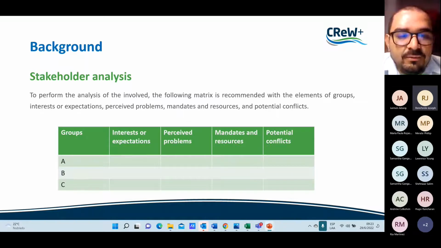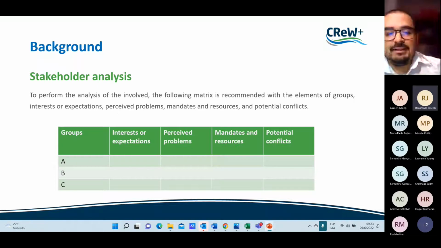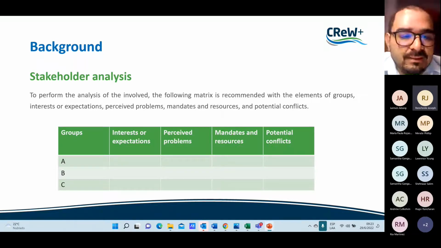Back then, I showed you this matrix. To perform the analysis of the involved, the following matrix is recommended with the elements of group, interest or expectations, perceived problems, mandate or resources, and potential conflicts. So, if we are talking about interest, we are talking about, I don't know, maybe we have an environmental organization in our community, so there is an interest and an expectation, or also the beneficiaries that want, for example, clean water.